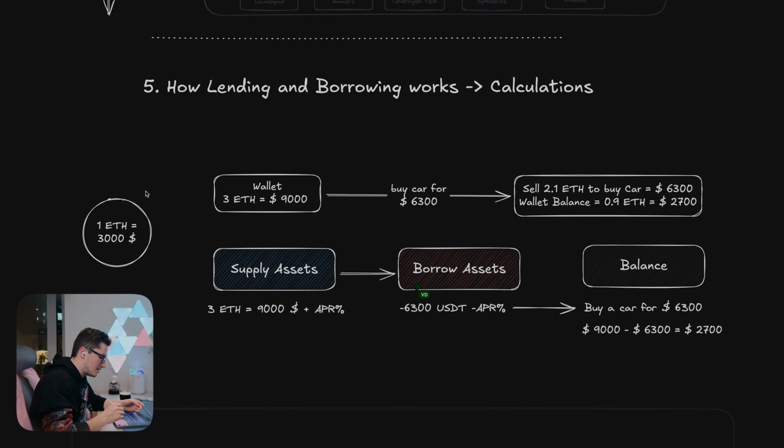The balance is going to be our supplied assets minus our borrowed assets. So 9,000 minus 6,300 is 2,700. So actually, this one and this one are the same. We have a car, and we have $2,700, under the condition where the price of ETH is $3,000. Okay, I think it's fully clear.